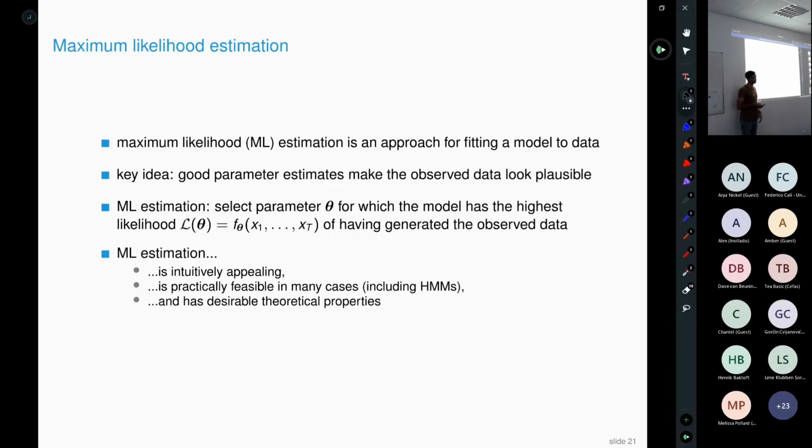And most importantly, it has very good, desirable theoretical properties. The estimators are unbiased for large sample sizes, consistent, and things like that. Statistical properties which we simply like, but you don't have to worry about that. We don't need to go into these things.